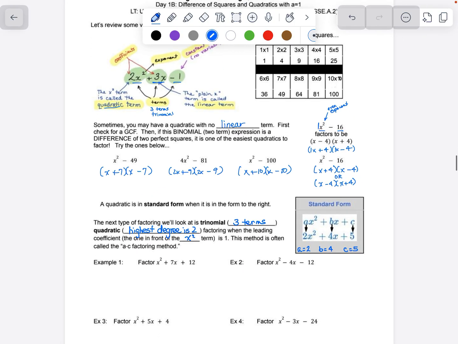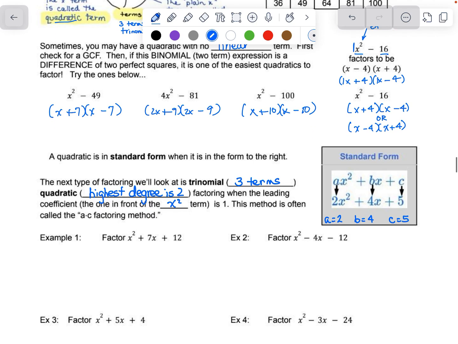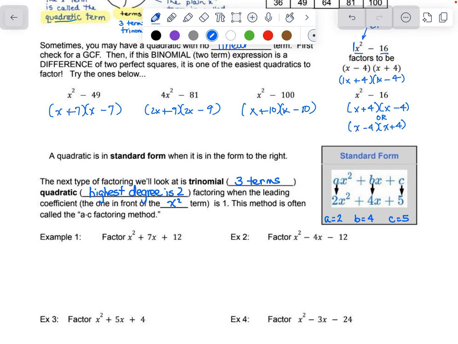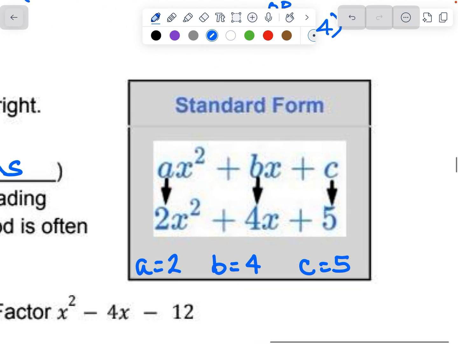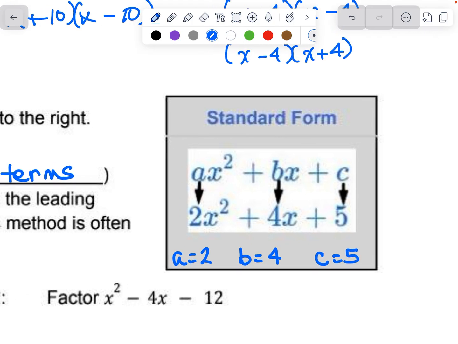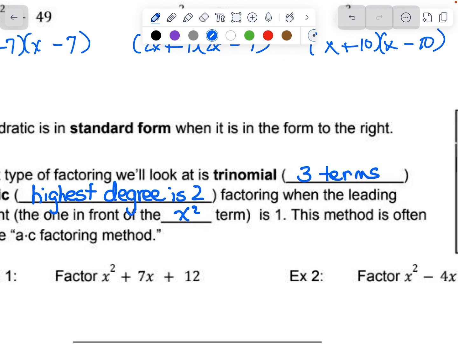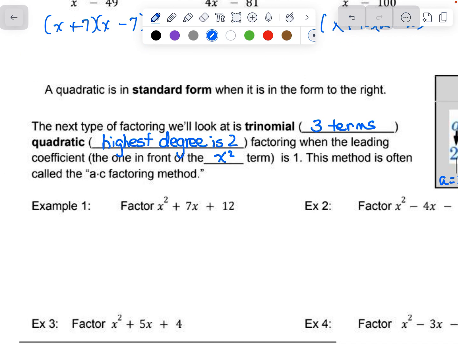The next type of factoring we're going to look at is trinomial factoring. So we want to look at what standard form means first. A quadratic is in standard form when the quadratic term comes first, and then the linear term, and then the constant term. So the exponents are in decreasing order. And we typically identify the coefficient of your quadratic term. We call it A. The coefficient of your linear term is B, and the coefficient of your constant term is C. So what we're going to look at here for factoring is how to factor a trinomial, three terms, quadratic, highest degree is 2.